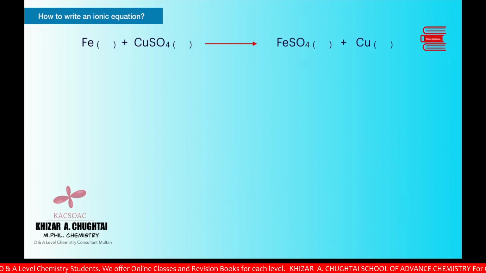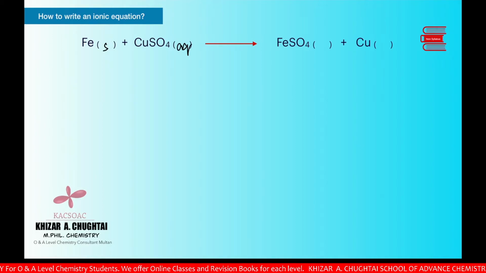Iron, that is a pure element, is going to react with copper sulfate, CuSO4, that is going to make FeSO4 plus copper. This iron is basically water insoluble. I'm writing solid over here. Copper sulfate is water soluble. I'm writing aqueous over here.